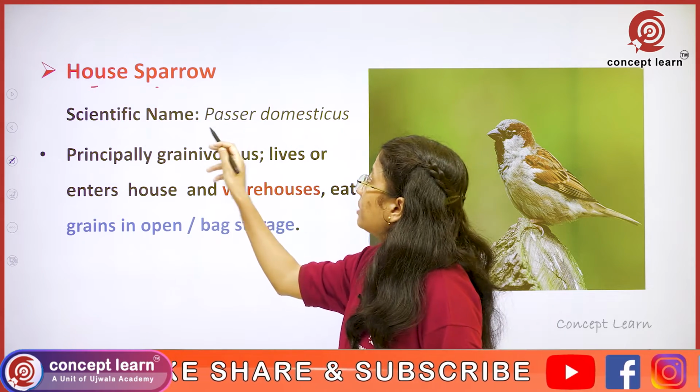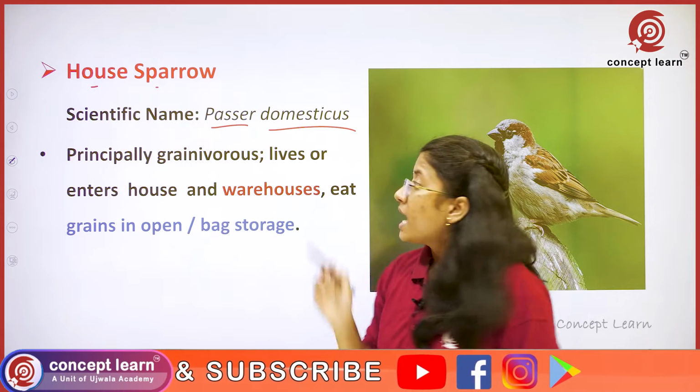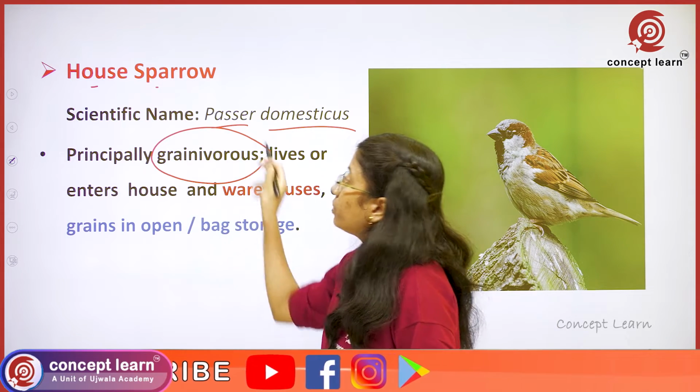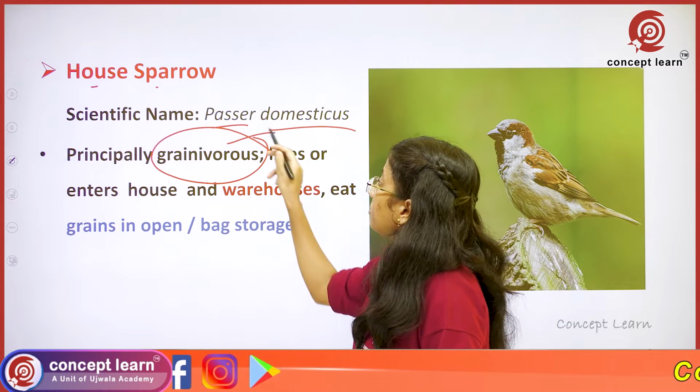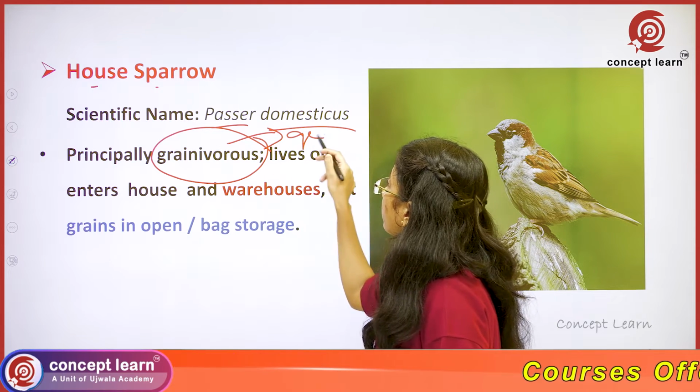And next is the house sparrow. Its scientific name here is Passer domesticus. This house sparrow is principally granivorous. That means this also feeds upon the food grains.